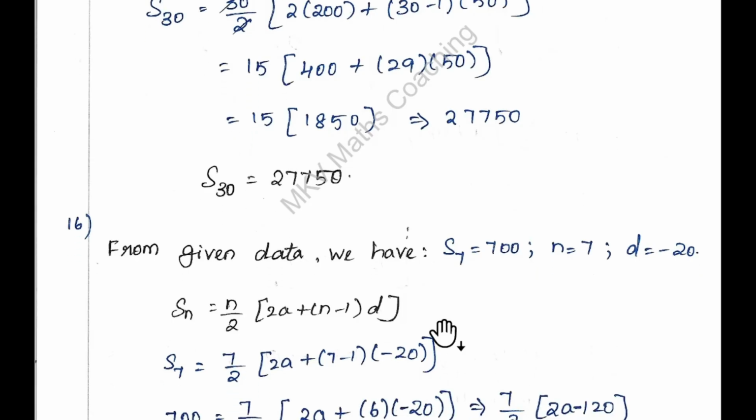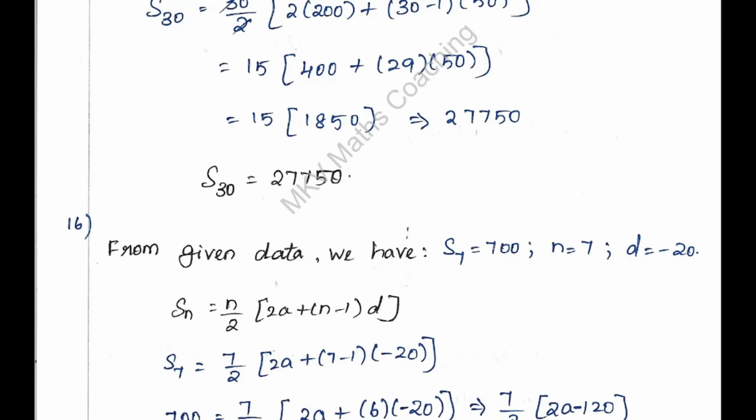So can we take S7 as 700? So N will be 7, no? So total number of students getting the prizes will be 7. So N is 7, S7 is 700. If each prize is 20 less than its preceding prize, so can you see each prize is 20 less than its preceding, means 20 less is minus 20, right?